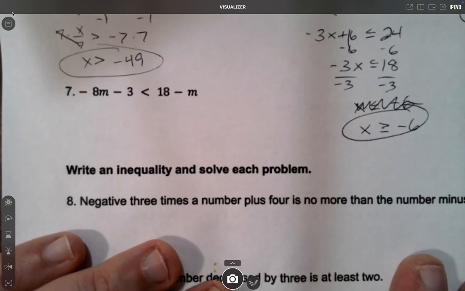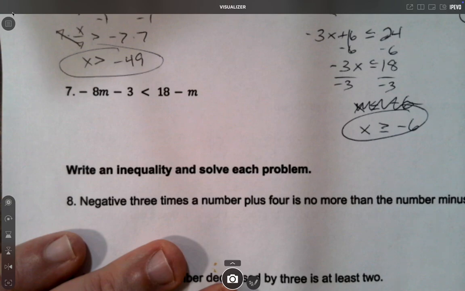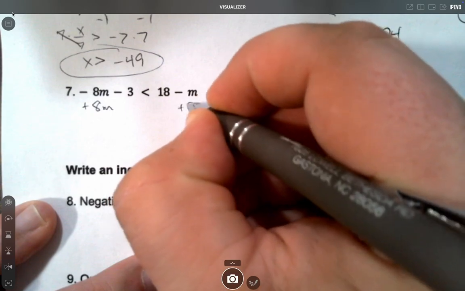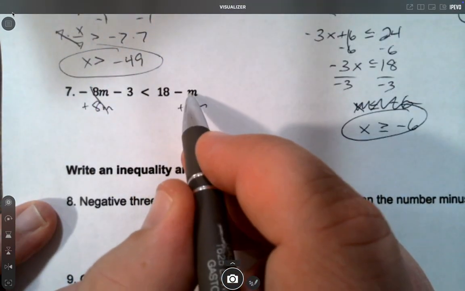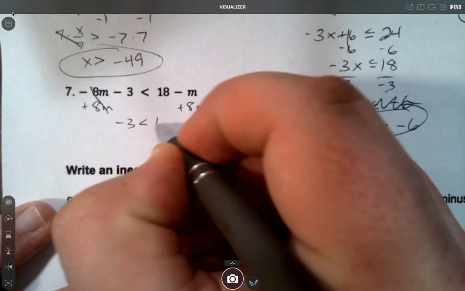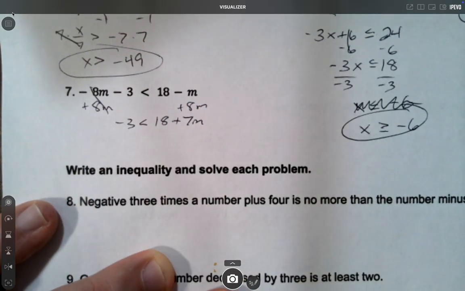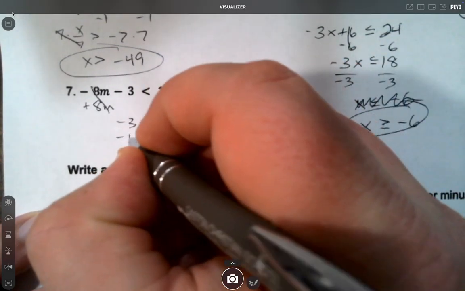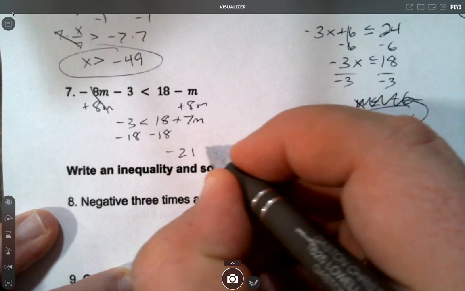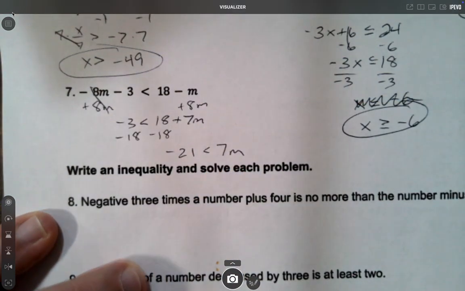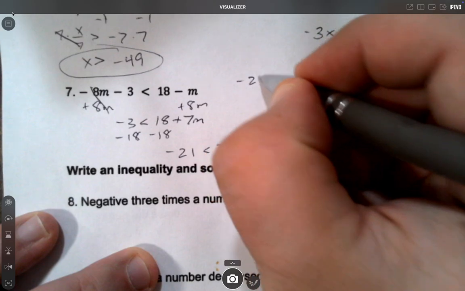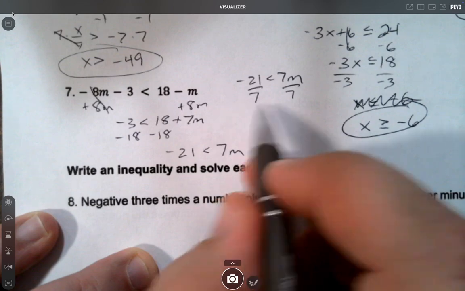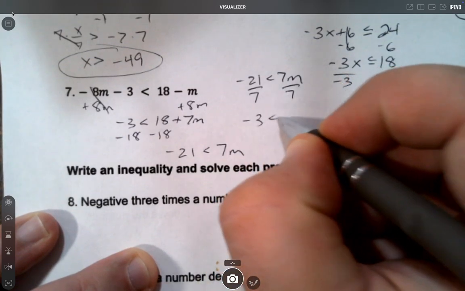Okay. Number 7. We have variables on both sides. I choose to add 8m to both sides. So negative 1m plus 8m is positive 7m. Then we'll subtract 18 from both sides. Gives us negative 21 is less than 7m. So we will divide both sides by 7. And because we're dividing by a positive number, we do not have to flip the inequality sign this time.